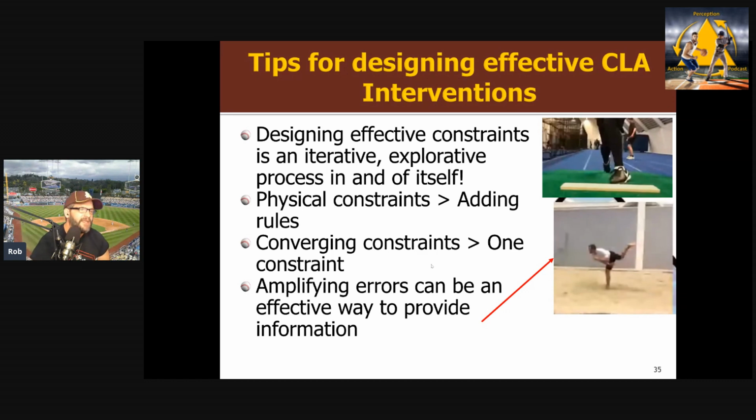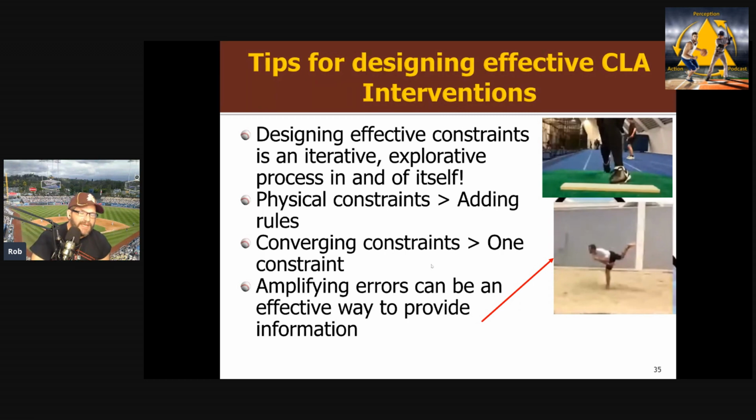That's one constraint. Then you could do a separate one with a really bouncy rubber ball, right? That's a different constraint. Those are converging because they're trying to achieve the same thing, right? The taking away of this solution we don't like.